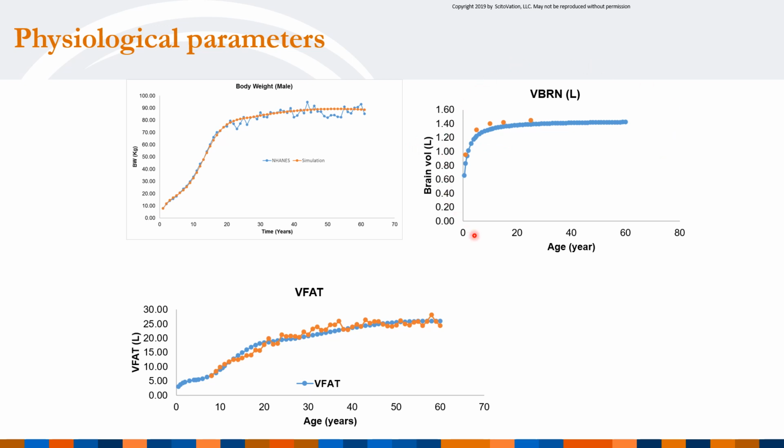We have here, for example, the brain volume. The orange dots are taken from the literature, and the blue lines are not the simulation, but the brain equation that we used in the PBPK model. Same thing here for the fat volume.